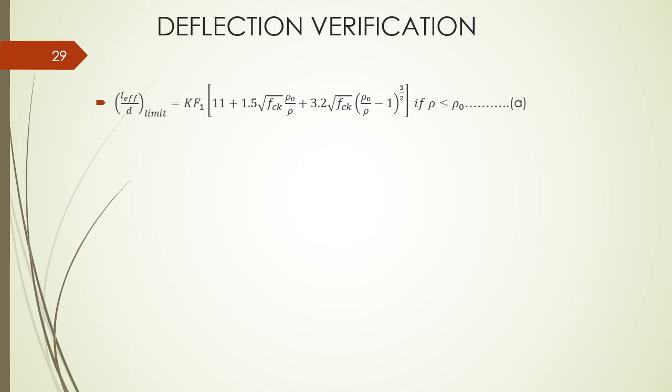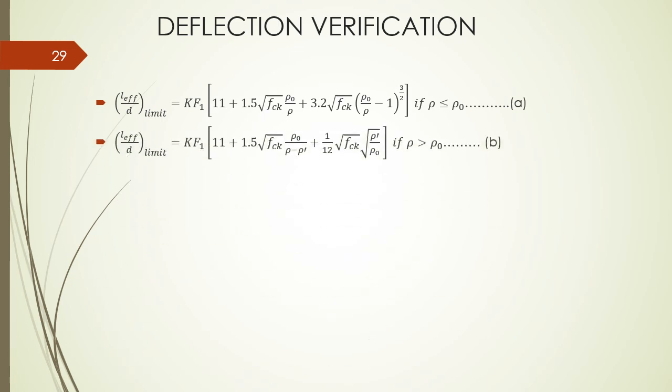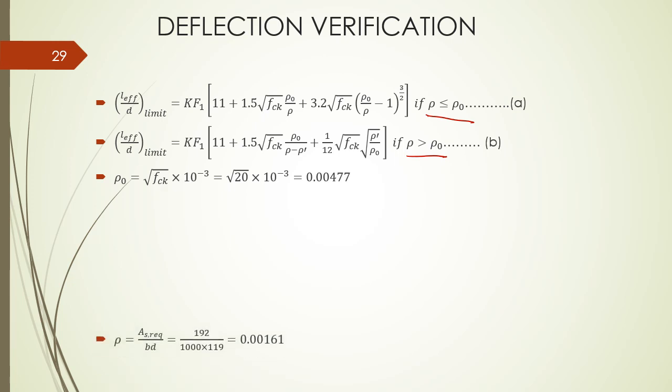We'll get the span to depth limit as allowed in the Eurocode, which can be either equation A or equation B. The criteria that will guide us in using either equation A or B is this part. Our reference reinforcement ratio in our case is root fck multiplied by 10 to the power of -3, which gives us 0.00477.